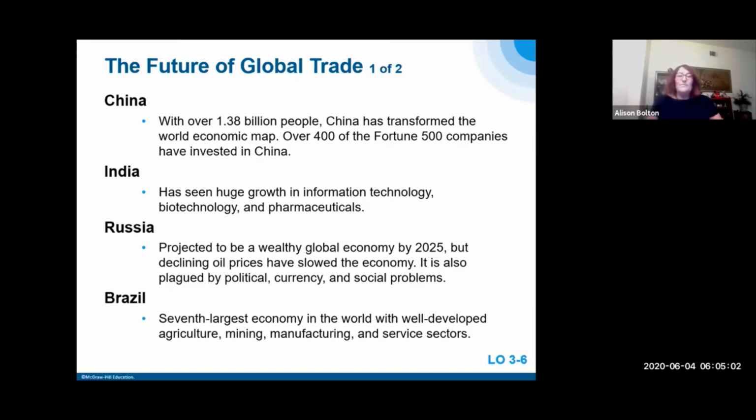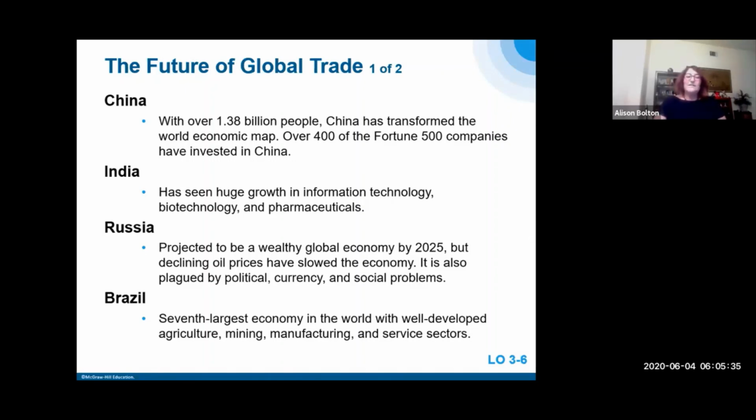Russia is projected to be the wealthiest global economy by 2025. But because they now have declining oil prices, it's slowing it down. Not sure what's going to happen because of the pandemic. We're going to see some changes. Of course, they have problems politically with their currency and social problems because of the communism there. Hopefully that will break down. If it starts to break down, that'll be big.